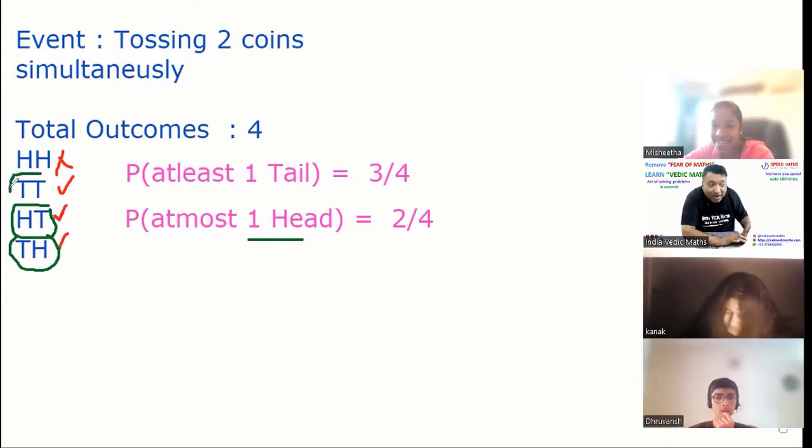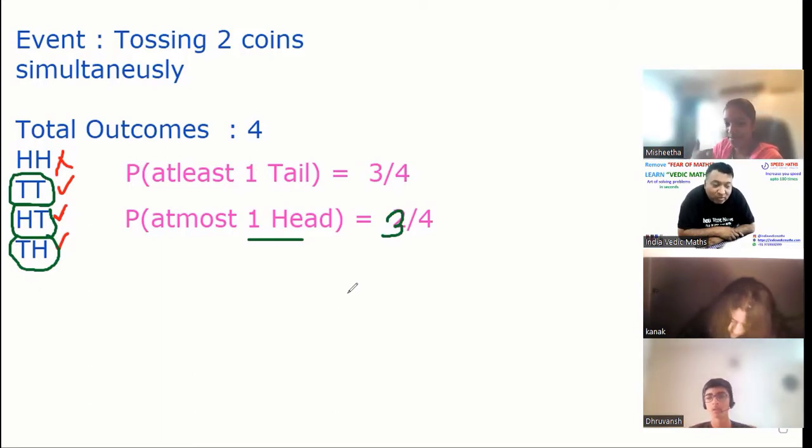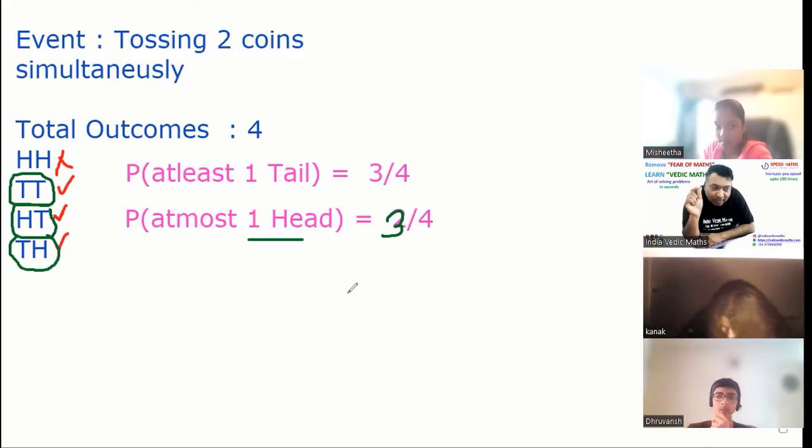Because you say the maximum can be 1, it means 0 can also be there, right? Yeah. At most means either 1 head or 0 heads. No head. So the answer has to be 3 by 4, because at most 1 head. Head cannot be more than 1, but head can be less than 1. So head can be 1 or head can be 0. Is everyone cool here? Cool, everyone?